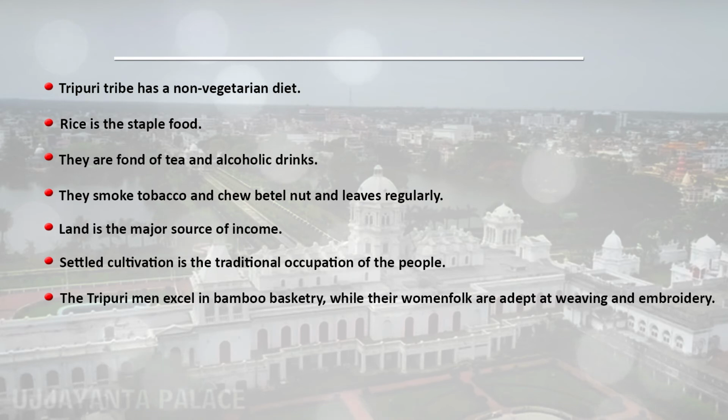Settled cultivation is the traditional occupation of the people, and the Tripuri men excel in bamboo basketry and making lots of things with bamboo, while the women are adept and very good in weaving and embroidery. If you see, bamboo is the one component which influences all tribal communities from birth to death, because every aspect of their life is basically governed by bamboo.